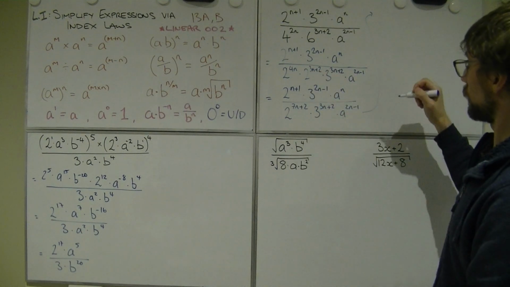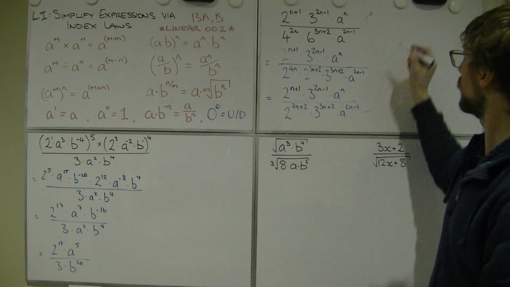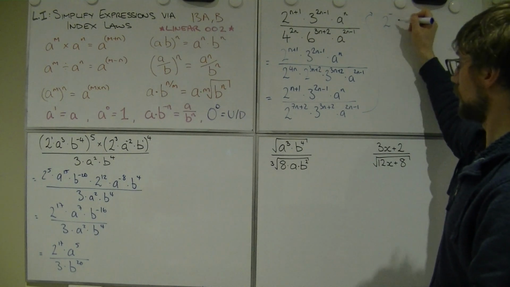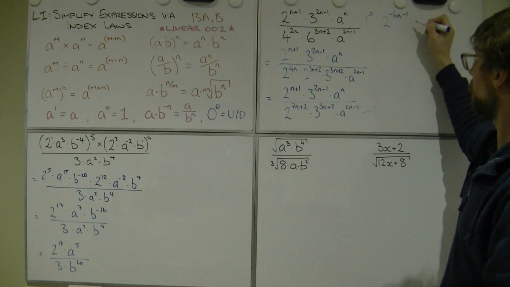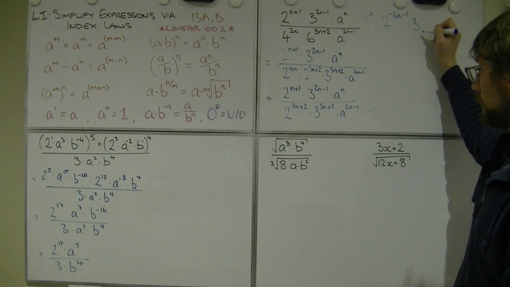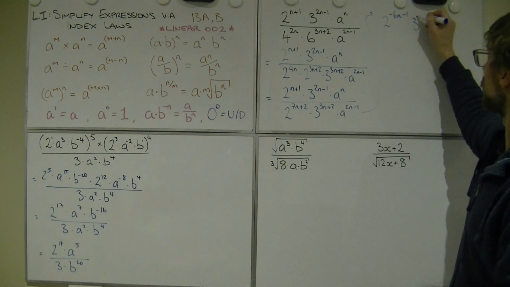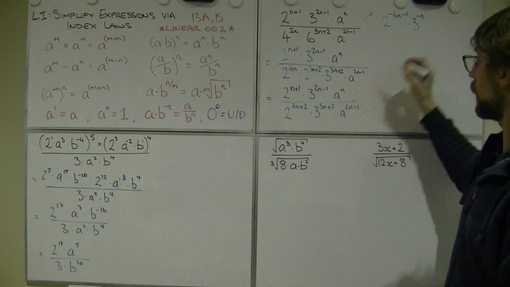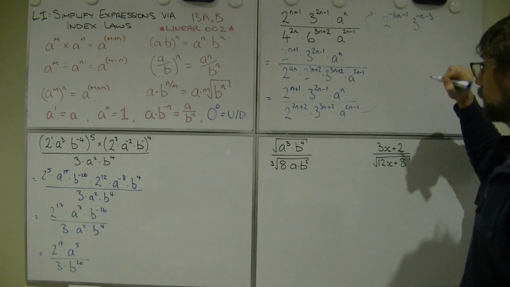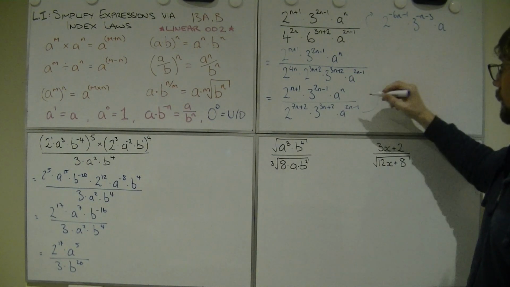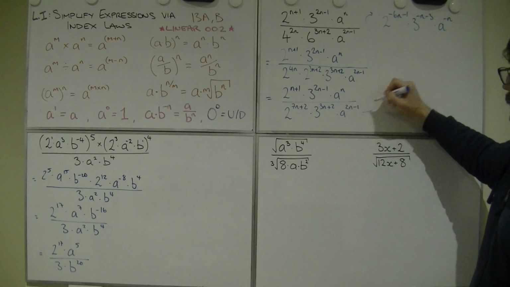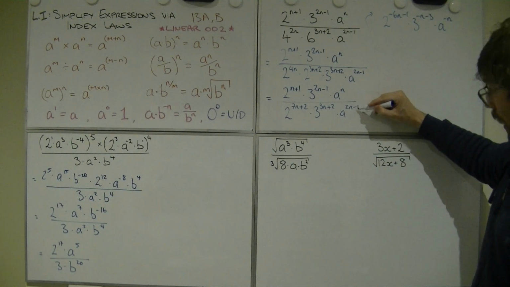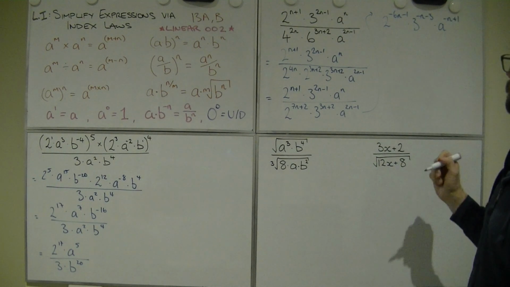Brilliant, so now we can start crossing down this minus this, so I've got 2 to the negative 6n, 1 minus 2 minus 1, times 3 to the 2n minus n is negative n. Negative 1 minus 2 gives me negative 3, multiplied by a to the n minus 2n, so negative n I should have said, minus negative 1 becomes plus 1.